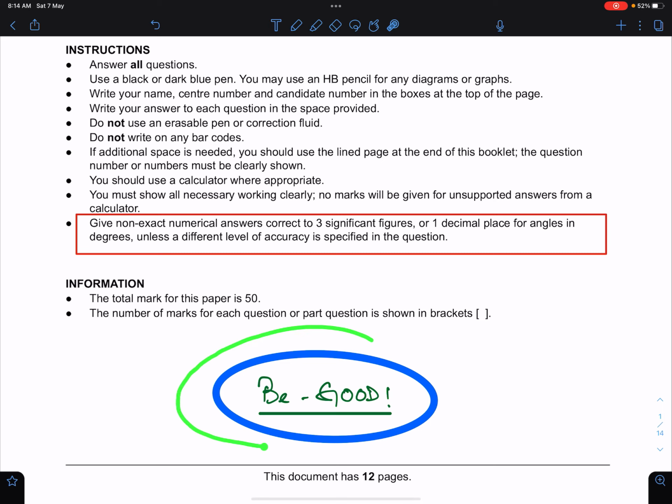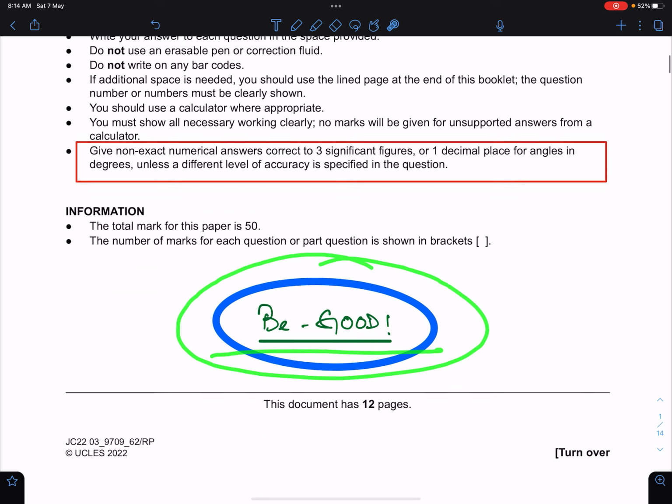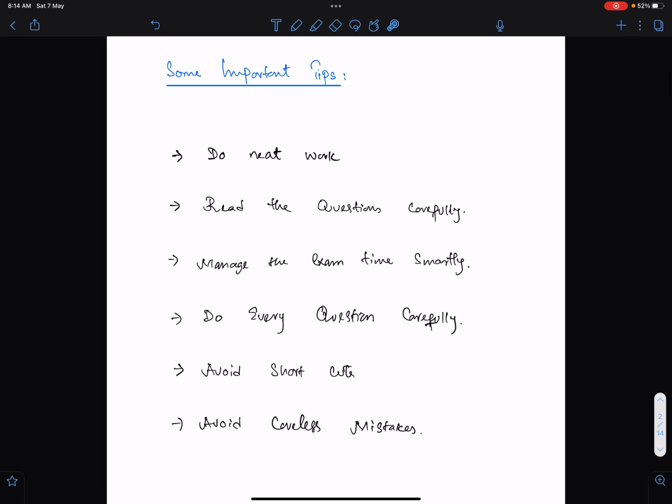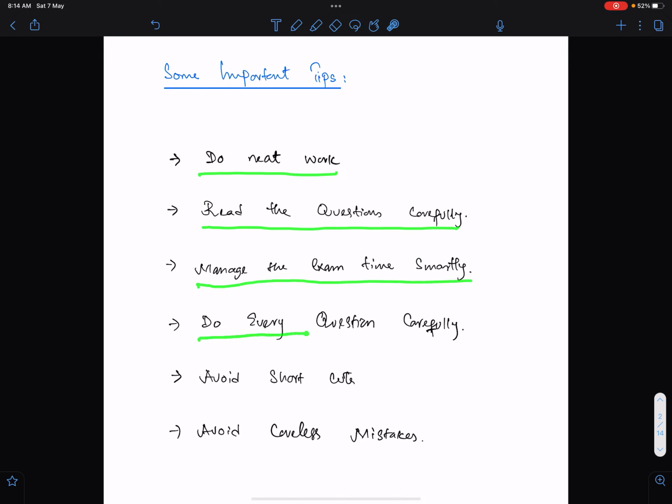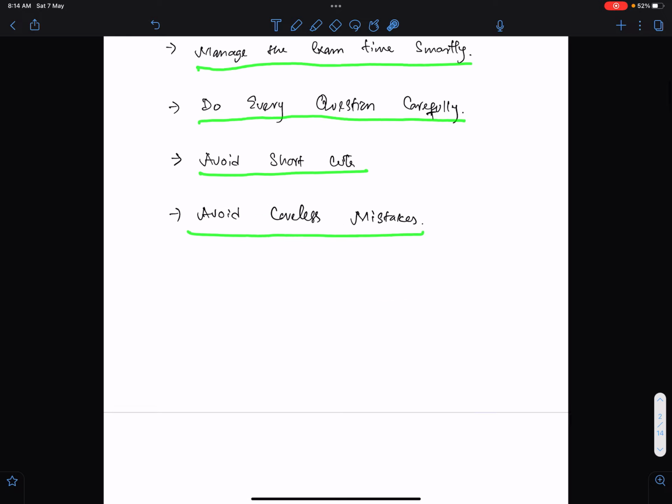An important advice, we must be good to others. Here are some important tips to solve the exam paper in a good way. Number 1, do neat and tidy work. Number 2, read the questions carefully. Number 3, manage the exam time smartly. Number 4, do every question carefully. Number 5, avoid shortcuts. And number 6, avoid careless mistakes.